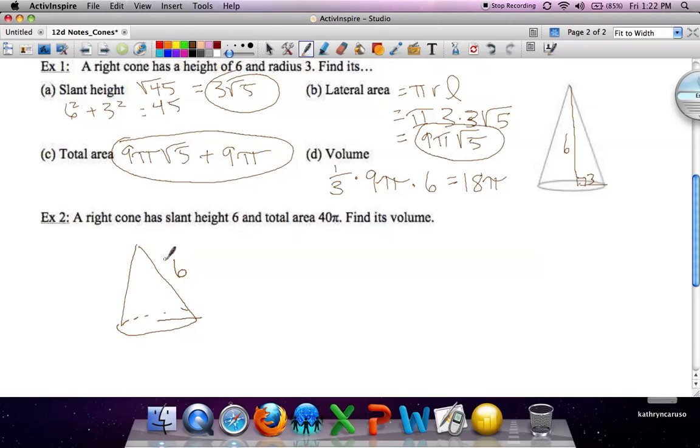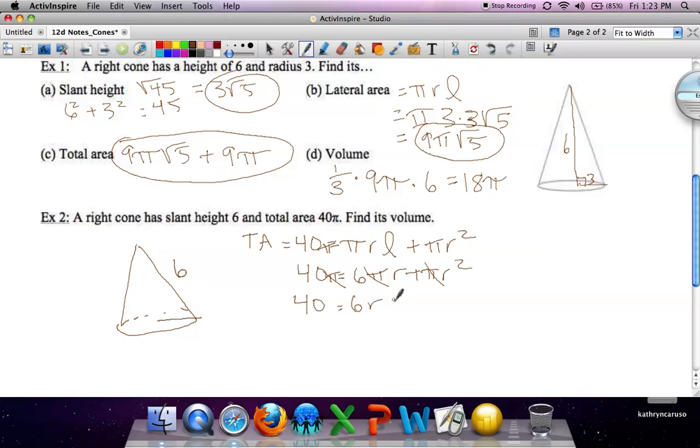So how we're going to do this is we're going to look at the formula which says the total area, which is 40 pi, is equal to pi r L, which is the lateral area, plus pi r squared. So we're going to put in the numbers that we're given. L is only given as 6. So it would be 6 pi r. Oops, I forgot the 40 pi. Here. 40 pi equals 6 pi r plus pi r squared. Notice that the pi's are going to cancel, and we're left with 40 equals 6r plus r squared. This is a quadratic, so we can see if we can solve this.